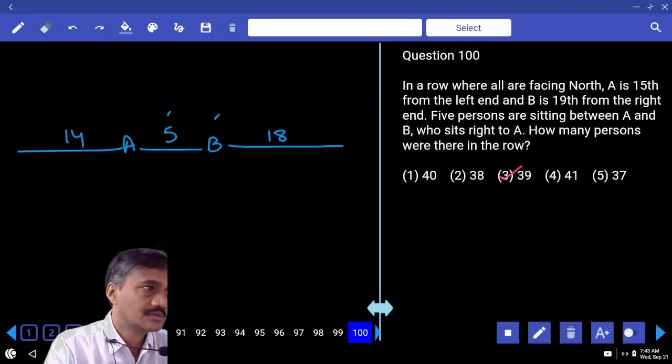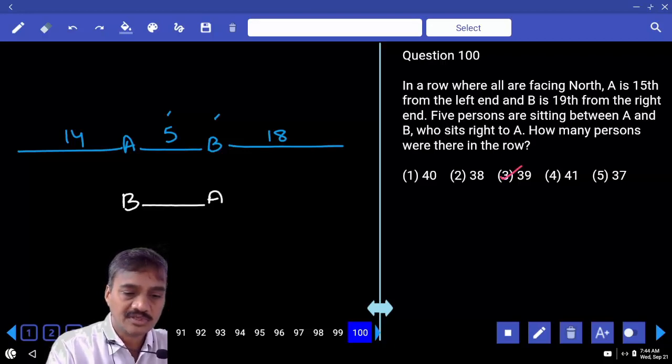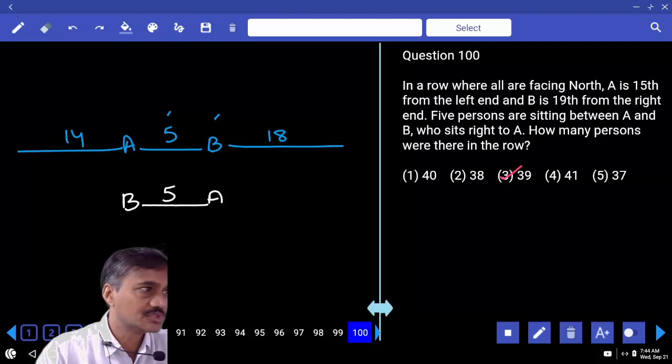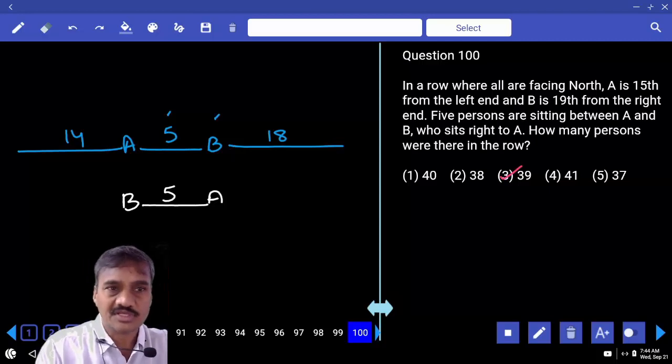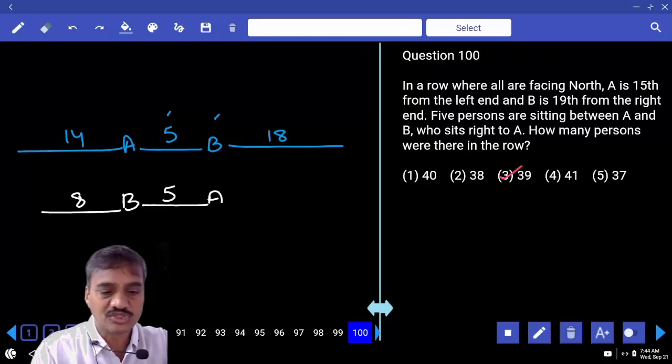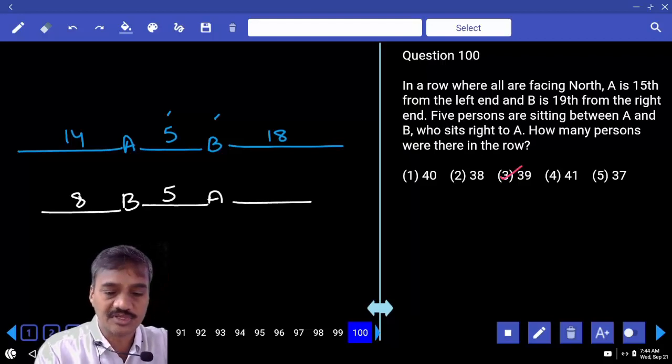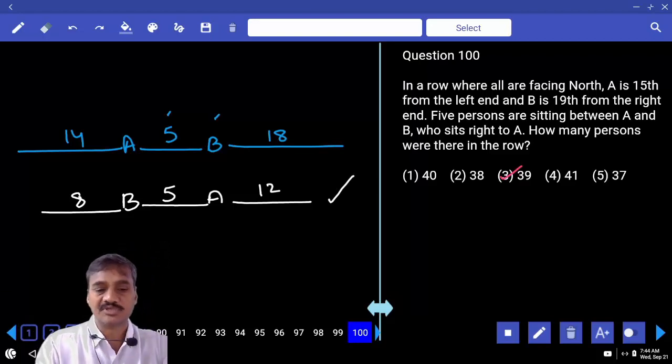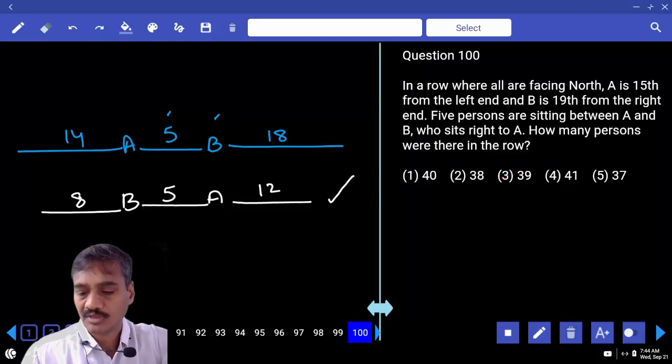Then now let us take B and A like this. Wait a minute, can it be like this or not? 5. And how many are on the left hand side of A? 14, 5 plus 1 is 6, plus 8 is 14. And on the right hand side of B, 18, 5 plus 1 is 6, plus 12 is 18. Now does this second case satisfy the given condition or not? Does it satisfy or not?